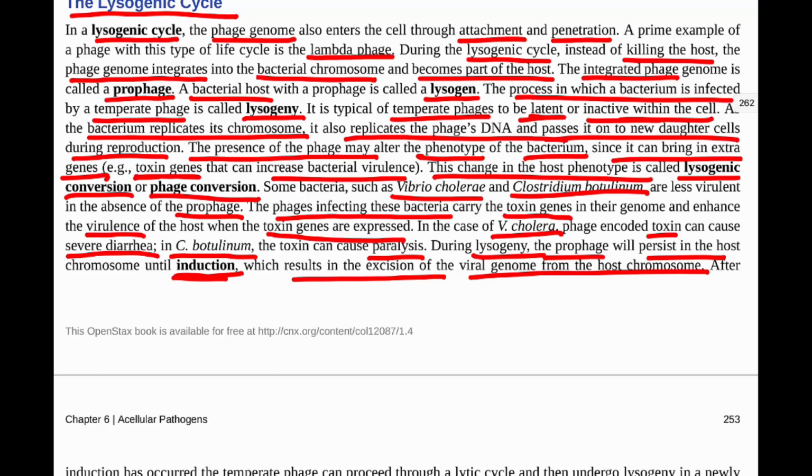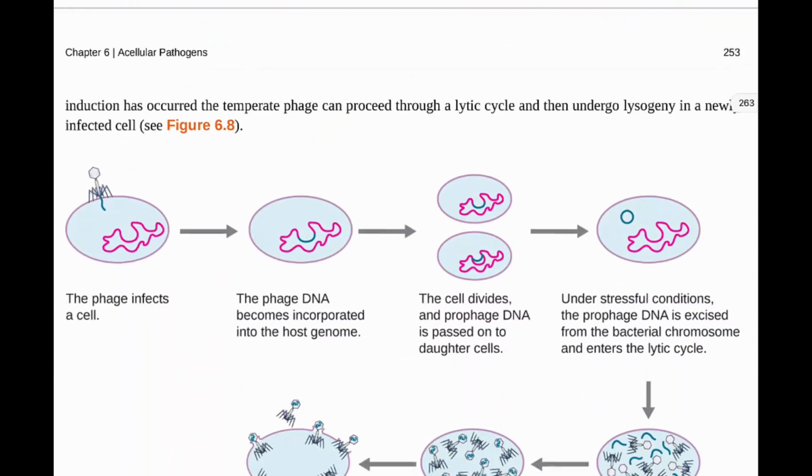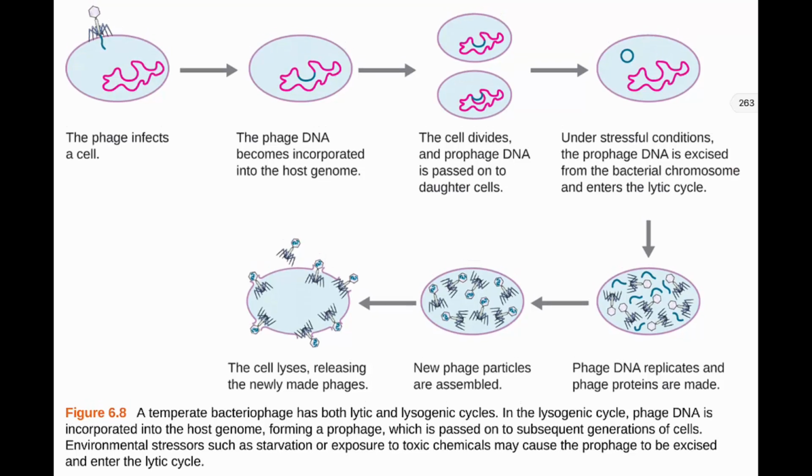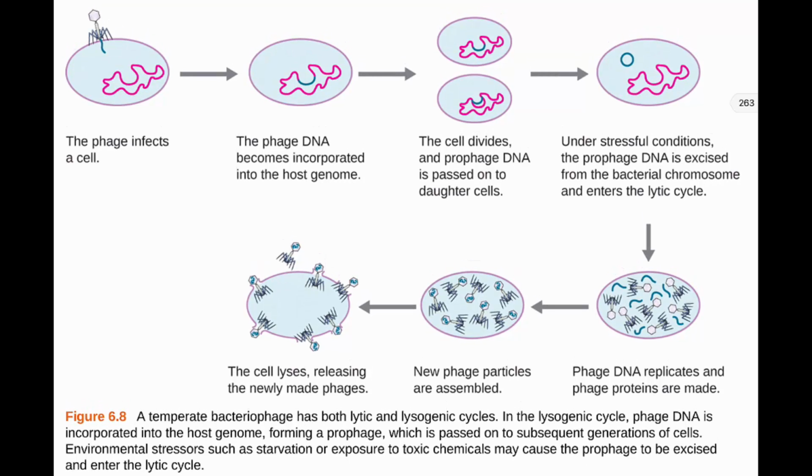So let's take a look at that in images here. Here we have the phage infects the cell. Just like we said before, there's attachment and then penetration, which is where we see the DNA going into the cell. Unlike the lytic stage, in our lysogenic stage, the phage DNA is going to become incorporated into the host genome. They have the phage DNA as the blue there, and then the pink is the bacterial genome. Then, as we mentioned, the cell will divide, and in this case the prophage DNA is passed on to daughter cells. Anytime it divides, it's going to copy the chromosome, including the prophage, and that will go into all the daughter cells.